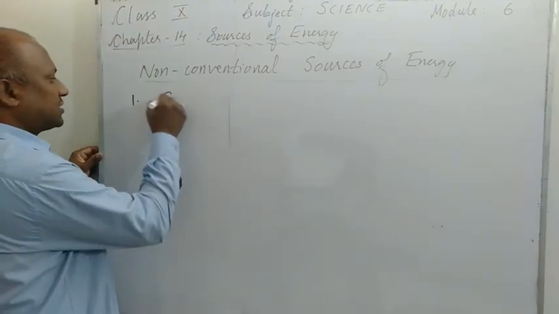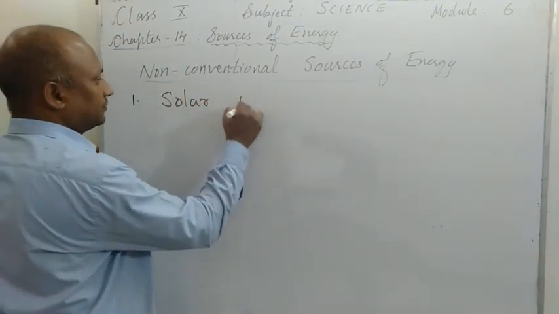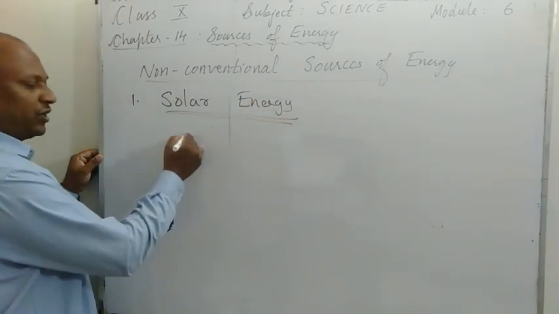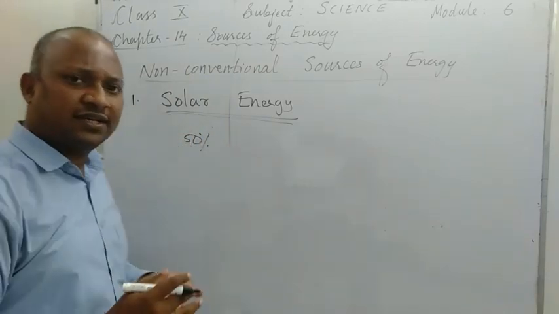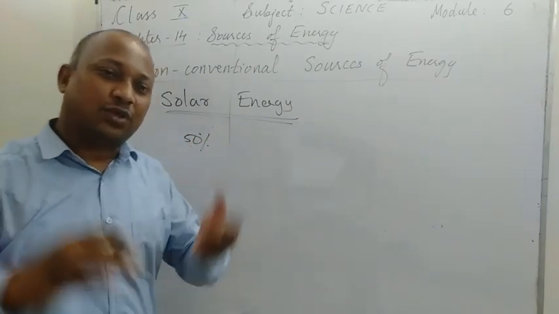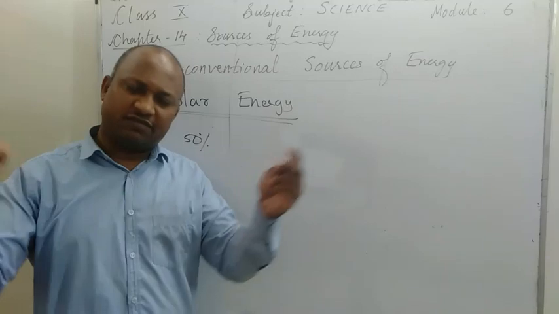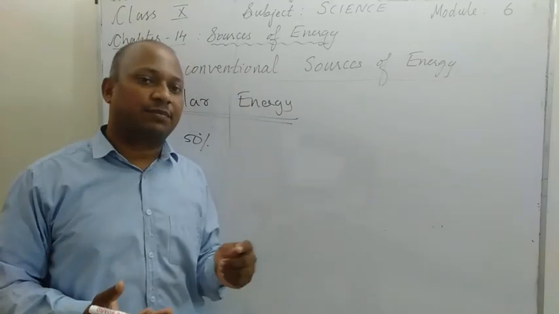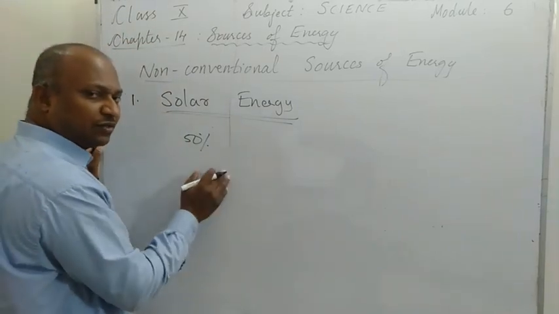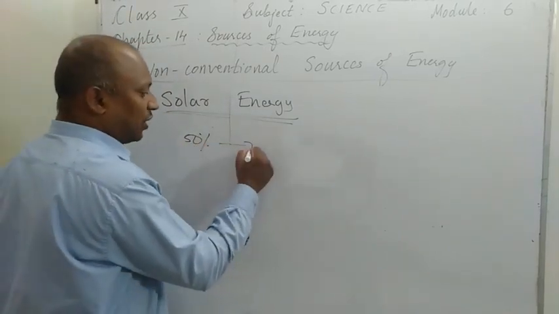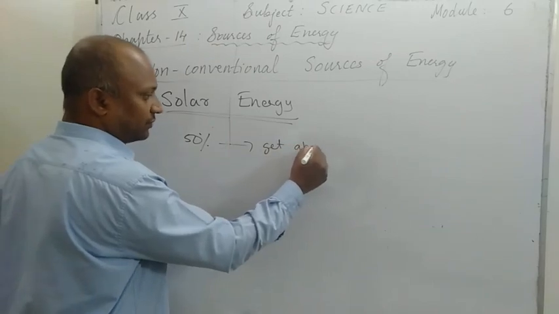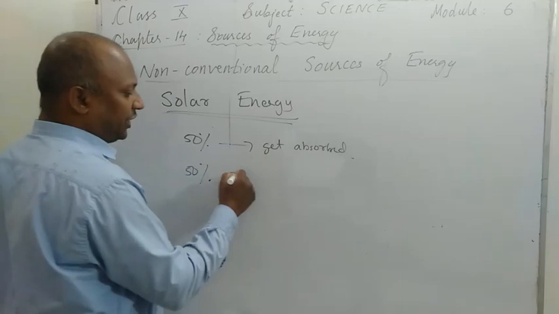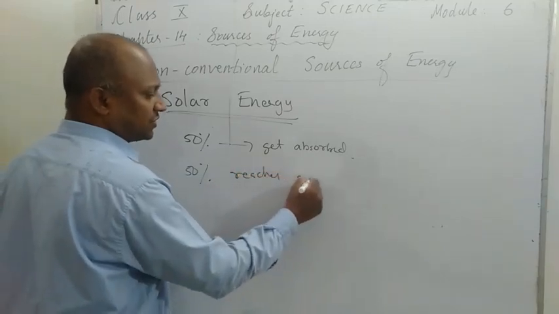So number one is solar energy. You know, of the solar energy, whatever amount reaches the outer atmosphere of the earth, 50% of that solar energy gets absorbed by the atmosphere. Nearly 50%, and the other 50% reaches the surface of the earth.